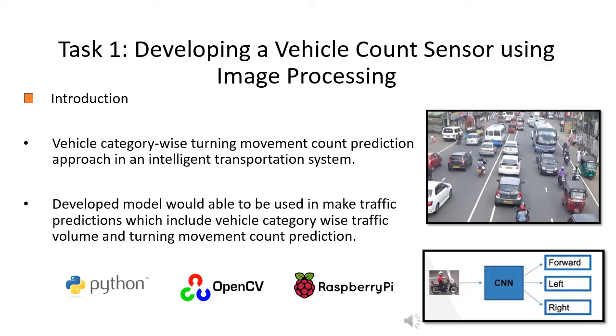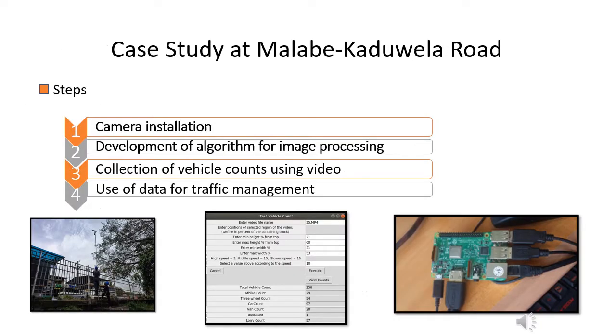Introduction. A traffic count sensor was developed using image processing algorithms to collect vehicle category-wise turn-in movement count prediction in an intersection. Implementation was performed using the Python programming language. Case study at Malabe Kaduwela Road. First step is camera installation. Traffic video data collection started by installing an IP camera in front of SLIIT near the Walivita intersection.